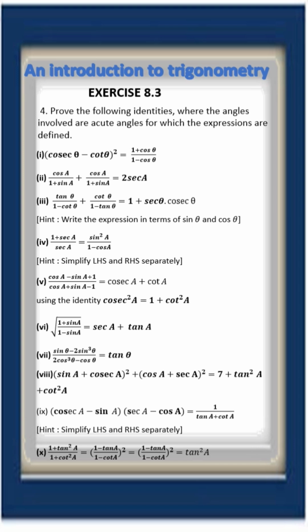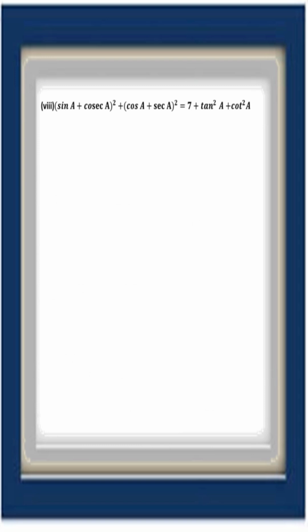Now let us solve the 8th question, that is (sin A + cosecant A) whole square + (cos A + secant A) whole square is equal to 7 + tan square A + cot square A. This is an important question since it appeared many times in previous year question papers. So practice it well.